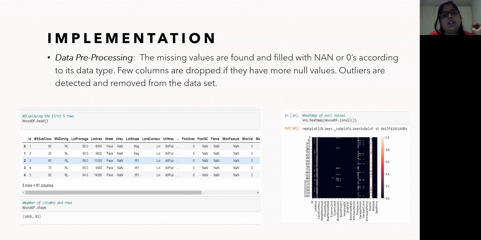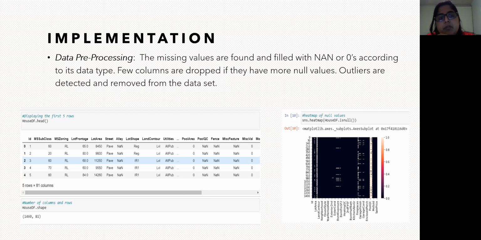So, data processing. The first step is data processing. In the data processing, you can see that the data over here has many null values and missing values. So we have to treat these missing values. Missing values can be of two types: one is numerical and one is alphabetical. To treat alphabetical, you have to fill it with nan values. To treat numerical, you have to fill with zeros.